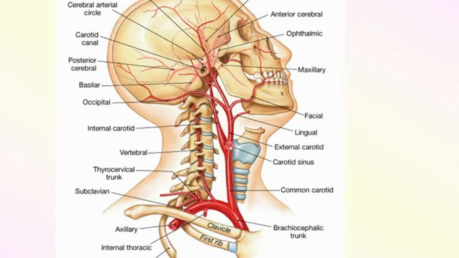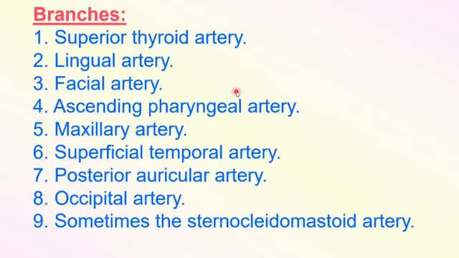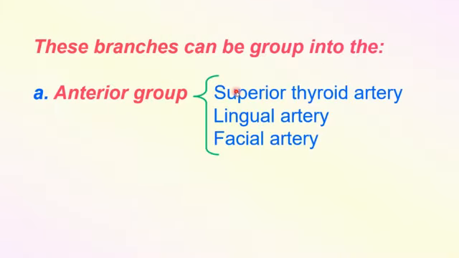So the external carotid artery, as it begins at that upper border of the thyroid cartilage, will give off numerous branches, and they can be grouped. Well, we can see the list here. You've got all the branches, but they can be grouped as anterior, posterior, and medial branches.